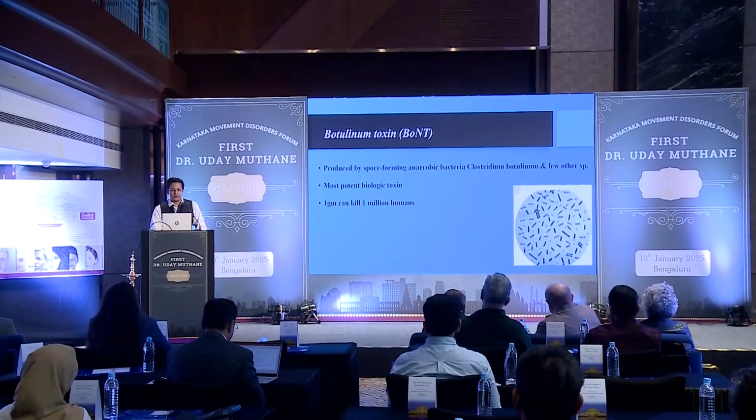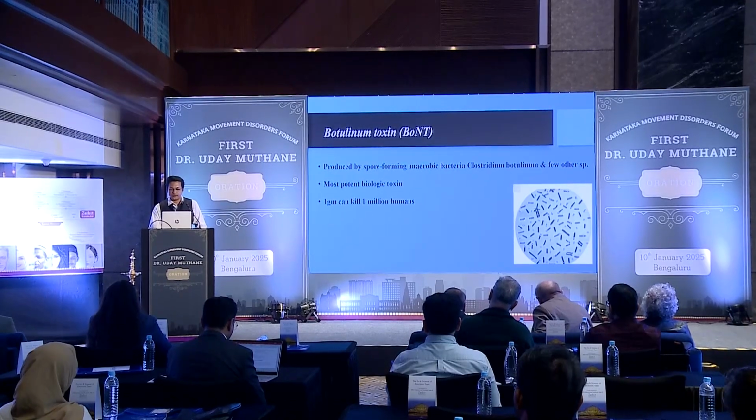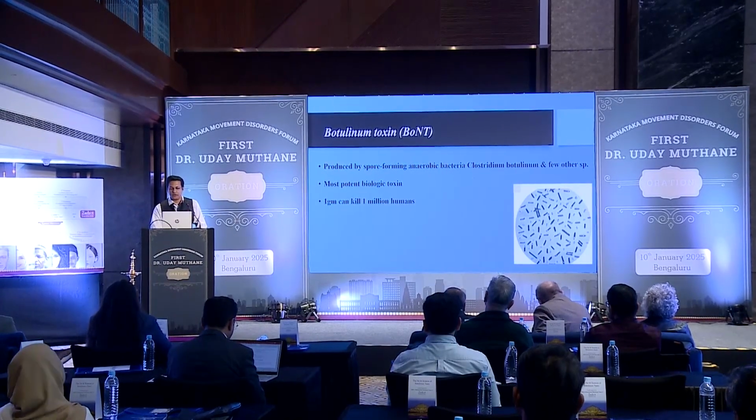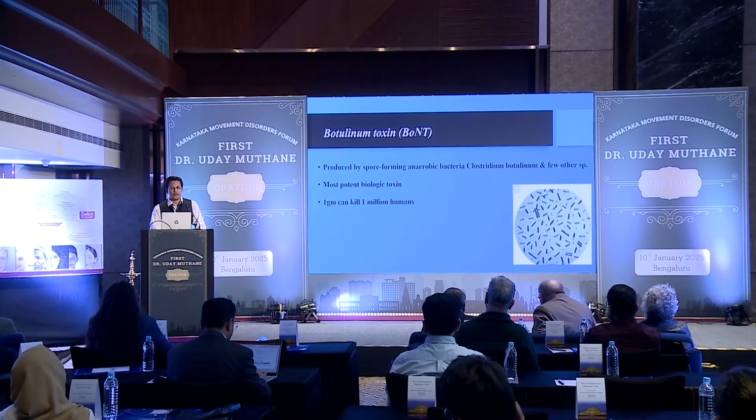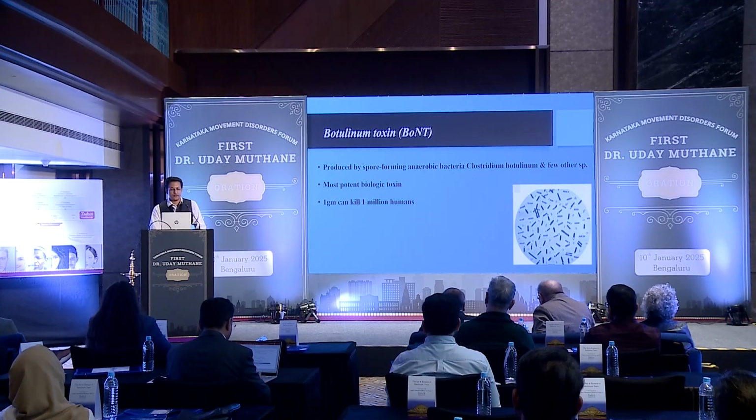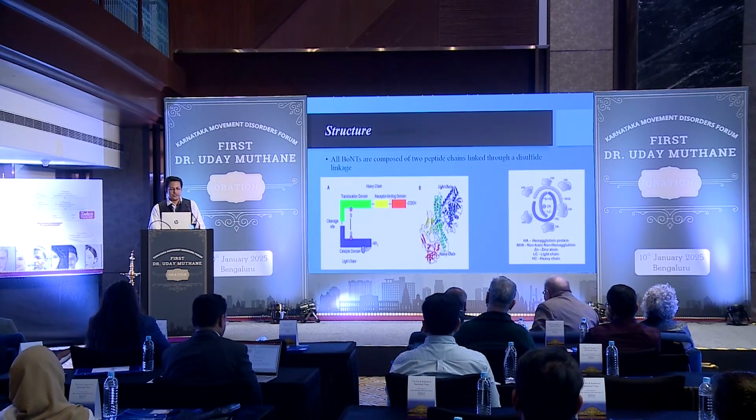The toxin is produced by the spore-forming anaerobic bacterium Clostridium botulinum, and there are a few other subspecies which are also important. It's one of the most potent biological toxins. One gram can kill one million humans if used improperly. So this is the structure.